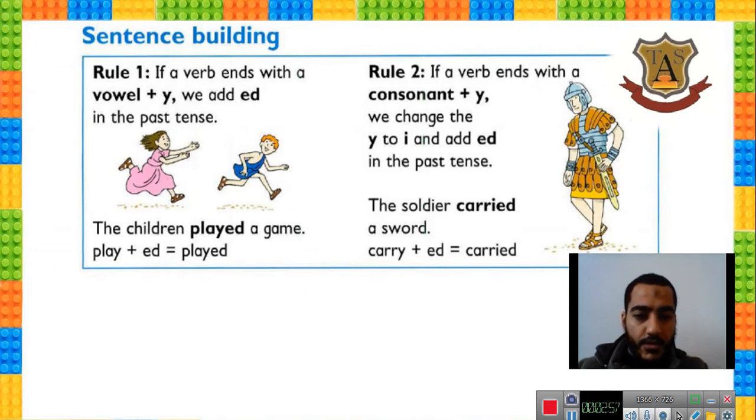Carry ends with y. Before y is R. R is vowel or consonant? R is consonant. So we change y to I and we have to add ed. Carried. Rule number 1, vowel, y. Rule number 2, consonant, y. Okay, because we are going to answer some questions now. Let's see the next.